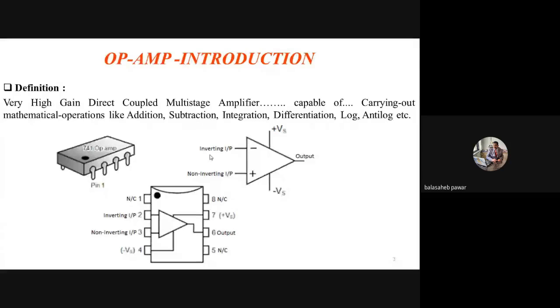And if I kept that inverting input to the ground and applied the input to the non-inverting input terminal, then the obtained output will be in phase. It does not get inverted. Invert means what? To get changed. It does not get changed in terms of its polarity, or in terms of phase shift, we can say there will be 0 degree phase shift between the applied input to the non-inverting terminal and the obtained output.